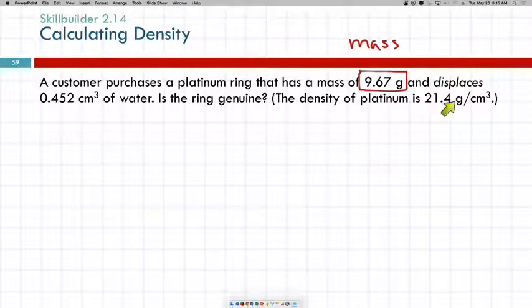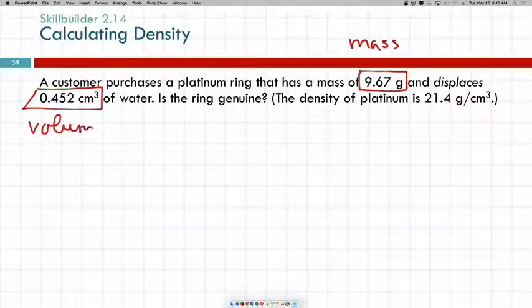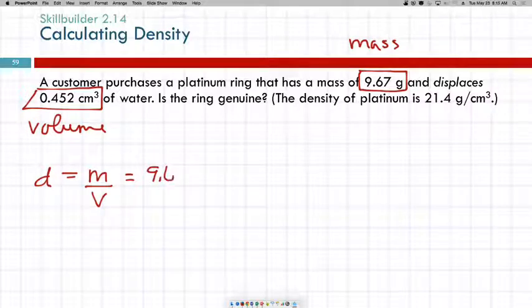So if you didn't recognize what that meant, you could look at this unit, cubic centimeters, and you should recognize that as a unit of volume. So this is the volume over here. So we need to find the density. So we need the equation. Density equals mass divided by volume. Mass is 9.67 grams. Volume is 0.452 cubic centimeters.